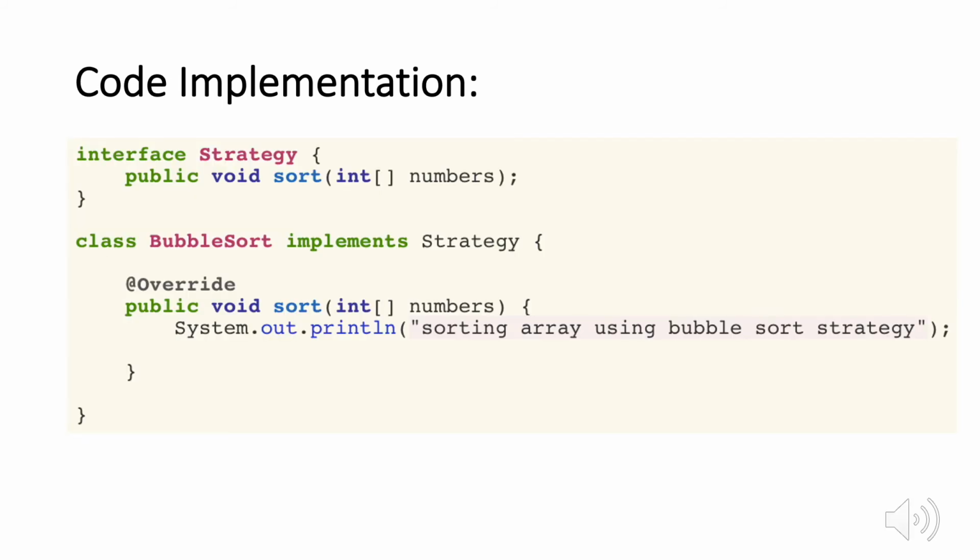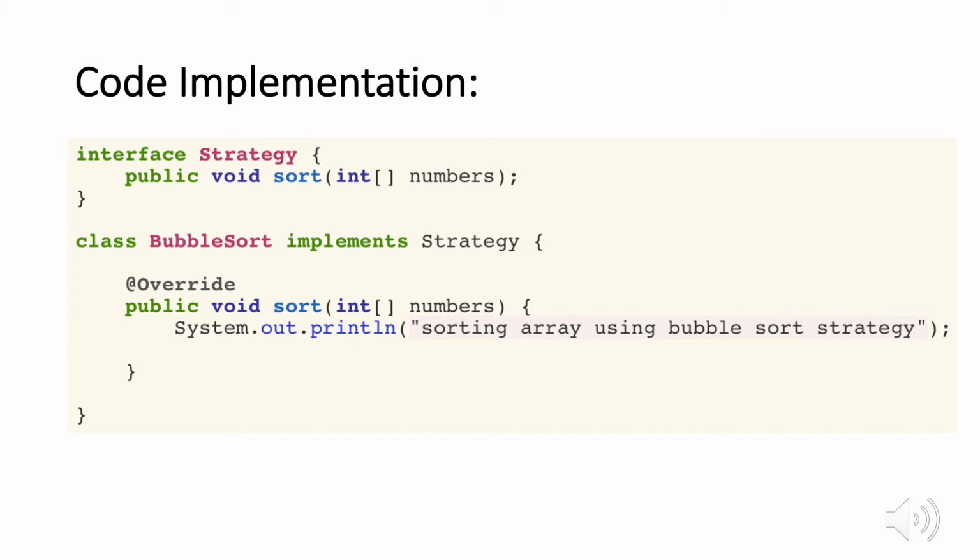This is the first interface of strategy, where there is a sort method. The signature of the sort method shows that it's taking the input of numeric data. The first concrete strategy is the bubble sort class, which is implementing the main strategy interface. Inside the bubble sort algorithm, the function sort will be defined. You have to write the whole logic of bubble sorting inside this method.